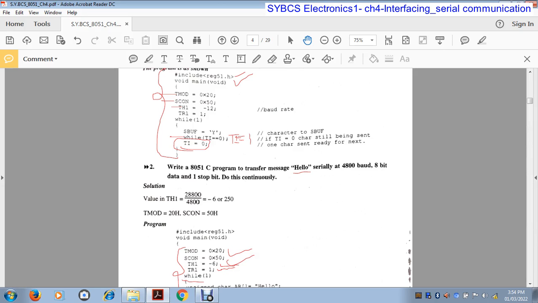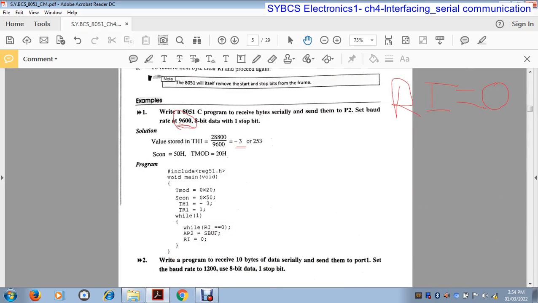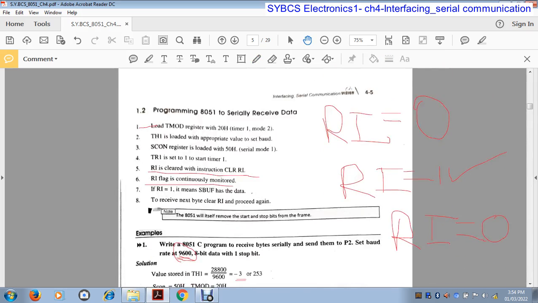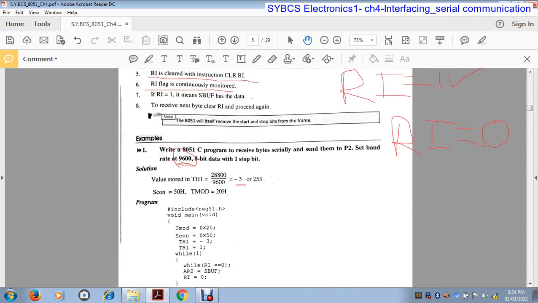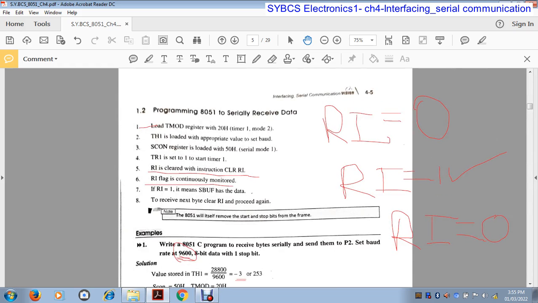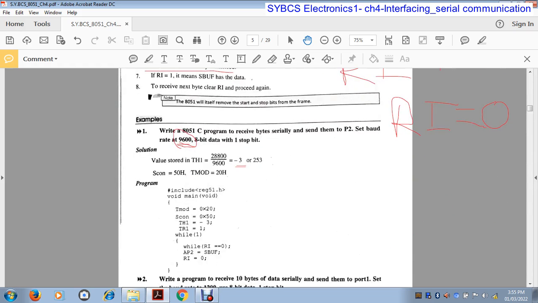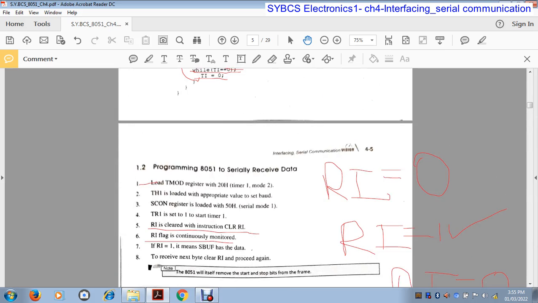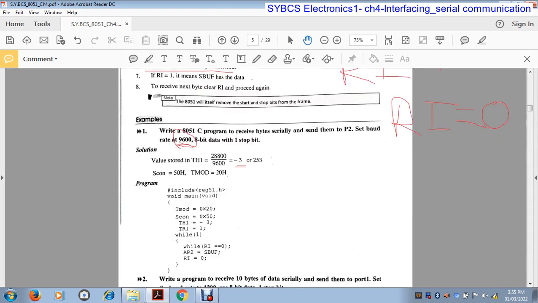Hash include reg51.h, this is the header file. Then void main, this is the main function. The first step is to load the TMOD register with 20h value. The second is the SCON register, where we put the 50h value. Then TH1 is minus 3. The fourth step is TR1 set to 1 to indicate that the timer is started. So TR1 is equal to 1.